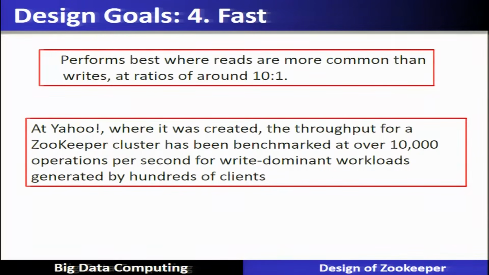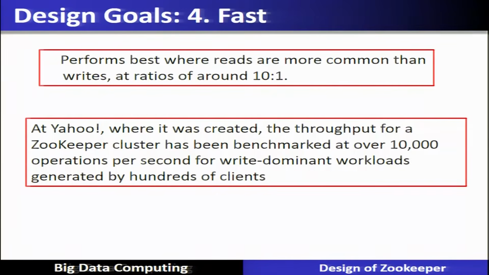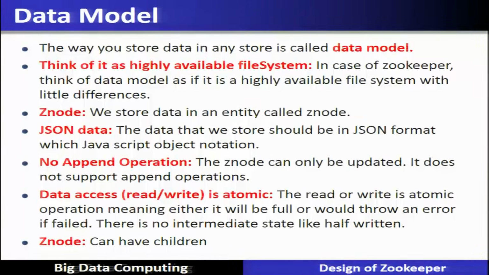Now, the fourth design goal is about speed, which is fast. It performs best when reads are more common than writes, at a ratio of around 10:1. At Yahoo, where it was created, the throughput of the Zookeeper cluster has been benchmarked at over 10,000 operations per second for the write dominant workloads generated by hundreds and thousands of clients.